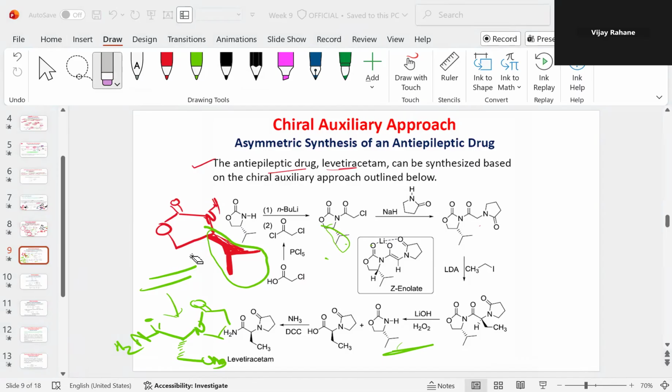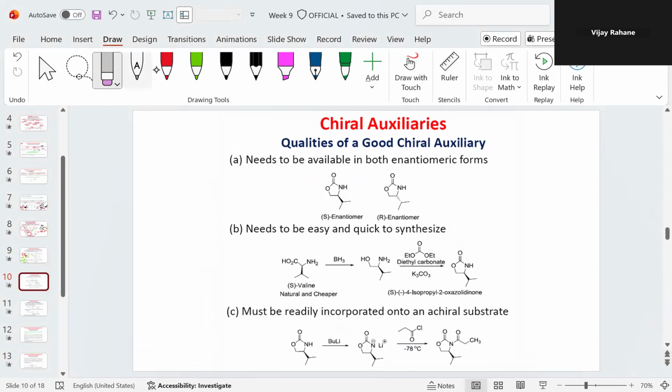I hope it's clear up to now. So now we'll move to some further questions. Similarly, based on this chiral auxiliary, we'll see some examples of the chiral auxiliary. So the qualities of a good chiral auxiliary.